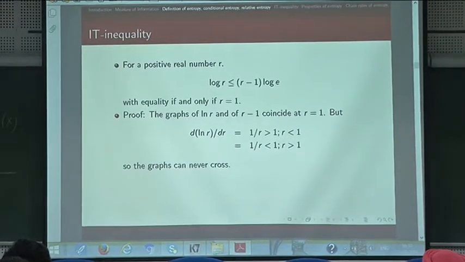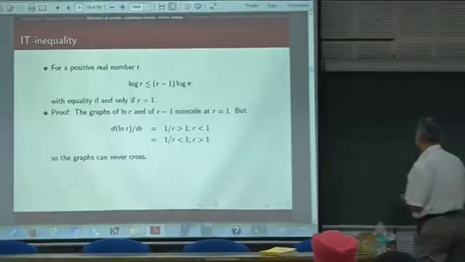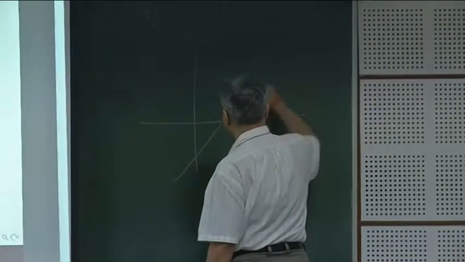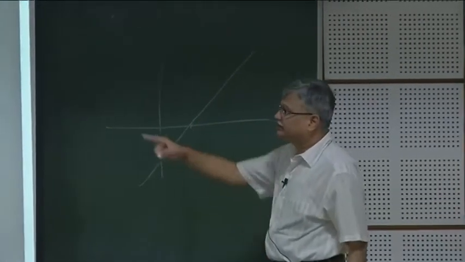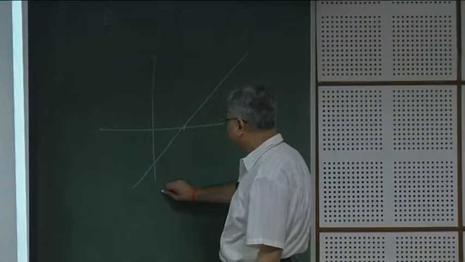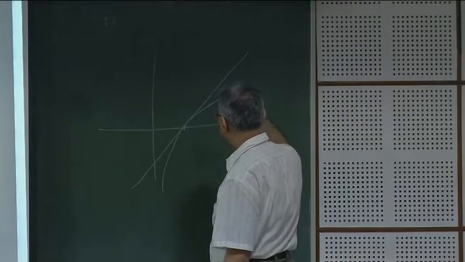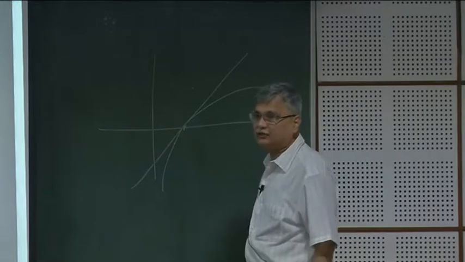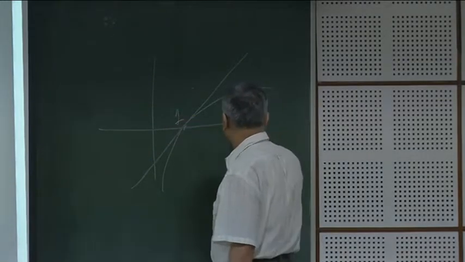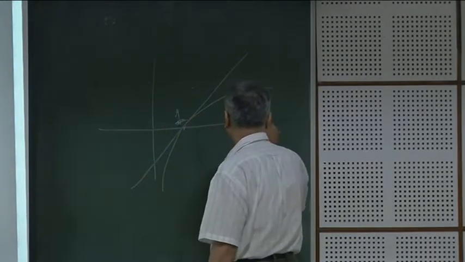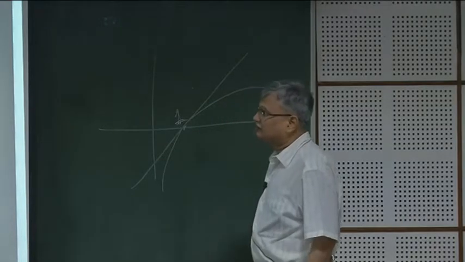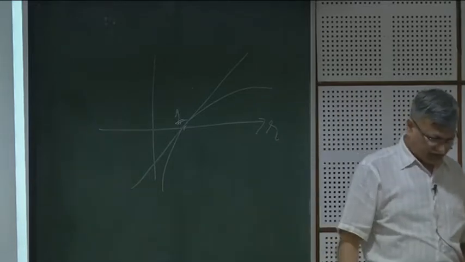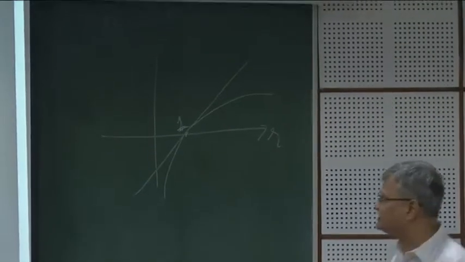See, the right hand side, r minus 1, is a straight line. I am plotting r minus 1 here, and if you plot log r, then log r is like this. So, they touch each other at this point, r equal to 1. This is the point 1, and this is of course r. And so, log r is always less than or equal to (r minus 1) log e. How do you prove this? Of course, graphically it is easier to see.